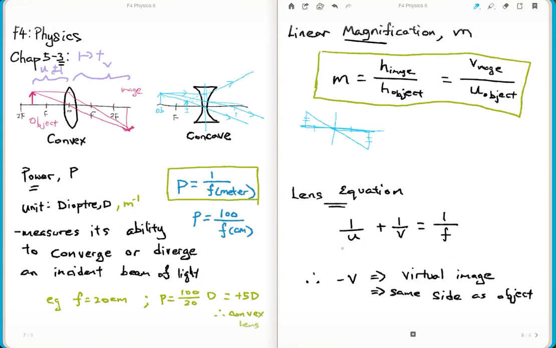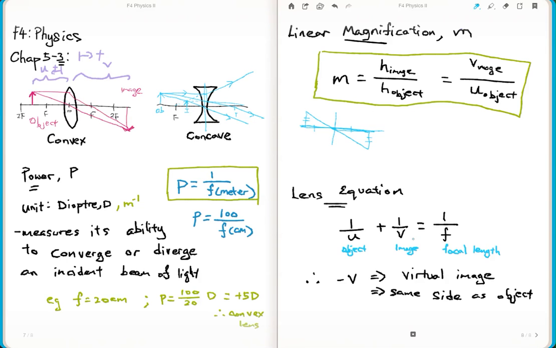Where u is the object distance, v is the image distance from the origin. Always measure from the origin. F is the focal length. If u is given in centimeters, make sure your v is in centimeters, and f is in centimeters. Make sure your unit is consistent. If you are using meters for f, be sure v is in meters, and u is also in meters. Be sure your unit is consistent. That's the basic law of physics. So that's all about this part.